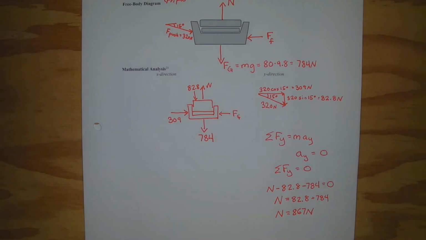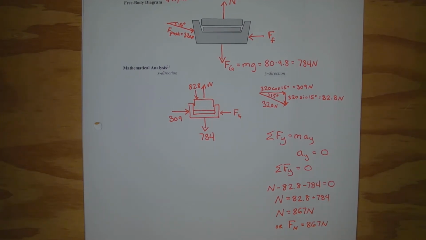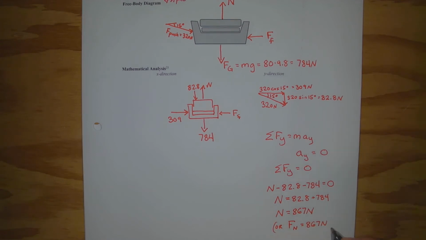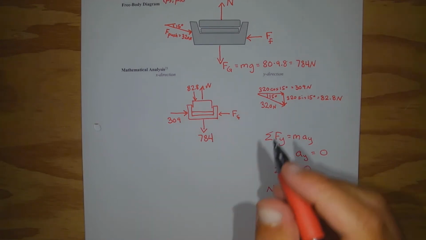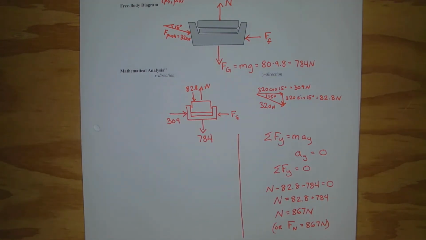And if you don't like that, instead of calling this normal force N, you could call it Fn and say the normal force is 867 newtons. So if you find that less confusing, you could do that instead. Okay, so this was in the y direction. Now I got to go back and look in the x direction.